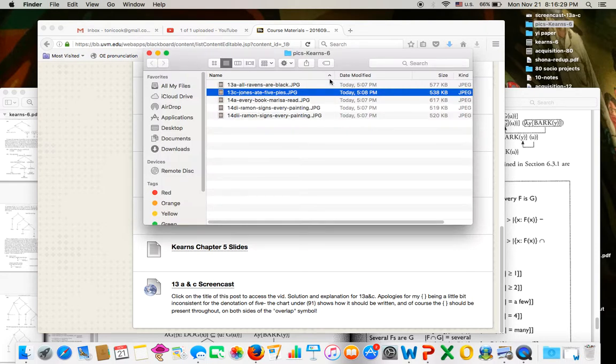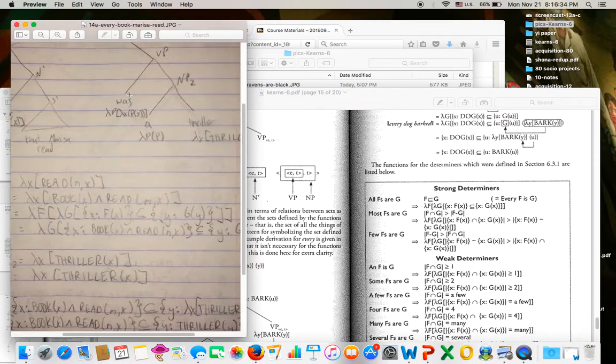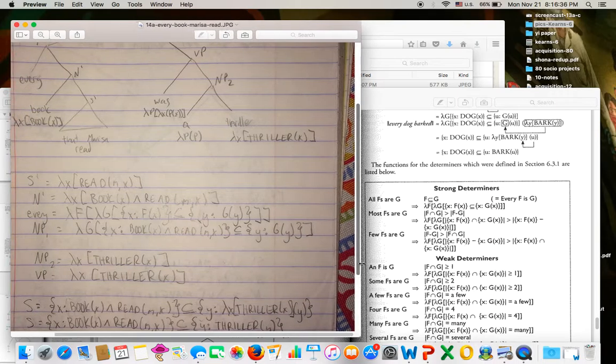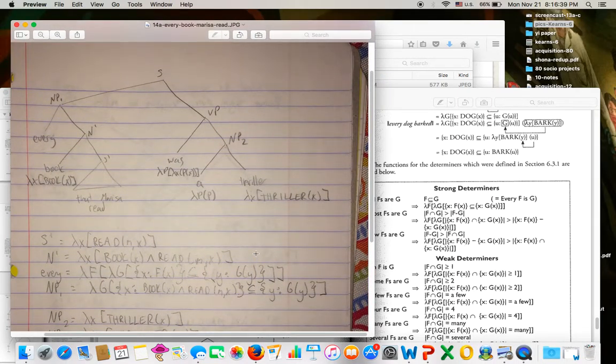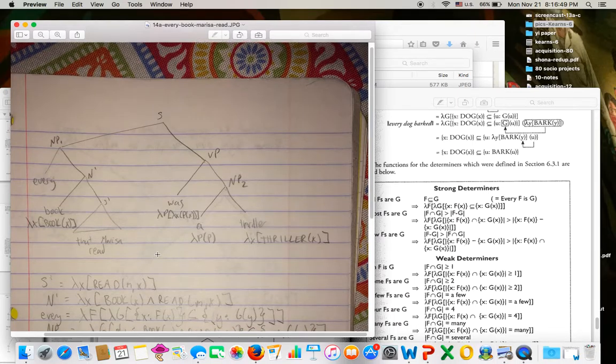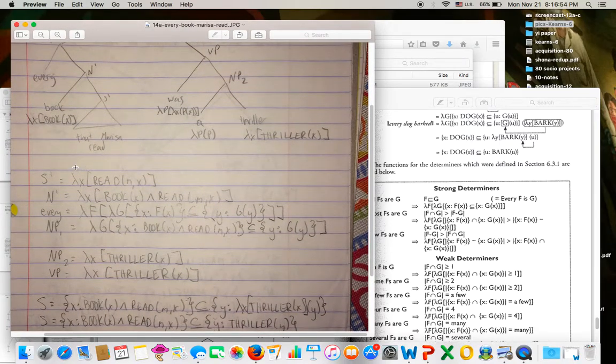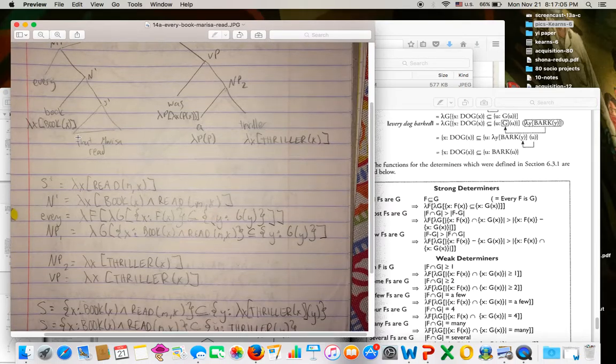So let me show you the picture. All right. So what you need to do here is remember how we did the lambda expressions for relative clauses. So you have an S bar for that Marissa read, which I hope you remember is lambda x read Marissa x, right? Because we have the subject, it's just that the object of what she's read is relativized, okay?